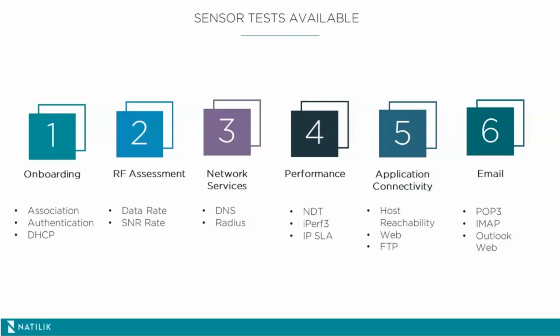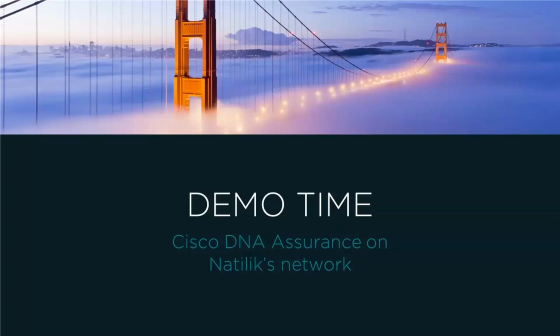So for example, you can check to make sure a critical web server is available from your Wi-Fi network. You can make sure that Outlook webmail, for example, is available, again, from a particular Wi-Fi network. So there's a broad range of tests here, to give us the confidence that the client experience for our Wi-Fi networks is up to scratch. So that's a brief overview of the sensors, and we'll get into some more of that in the demo.